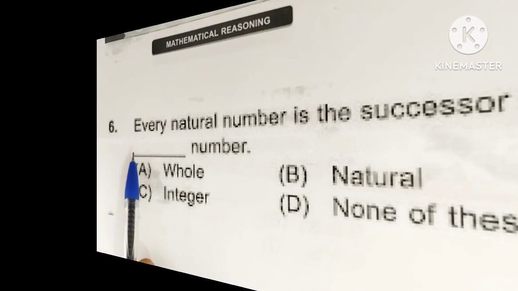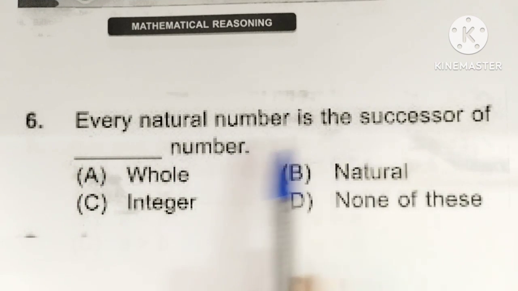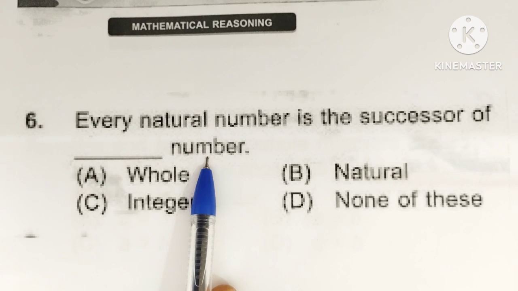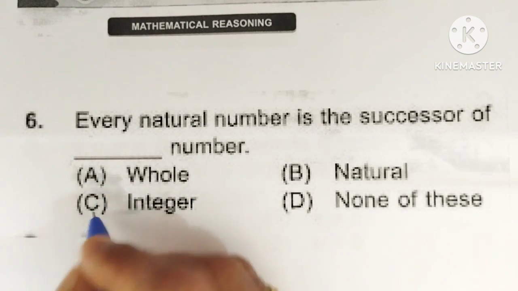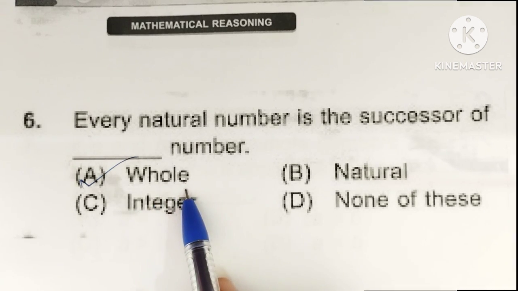Sixth one, every natural number is the successor of dash number. Every natural number is the successor of a whole number. Take 1, the successor of 1 is 2, 2 belongs to whole numbers, so whole number is the correct option.